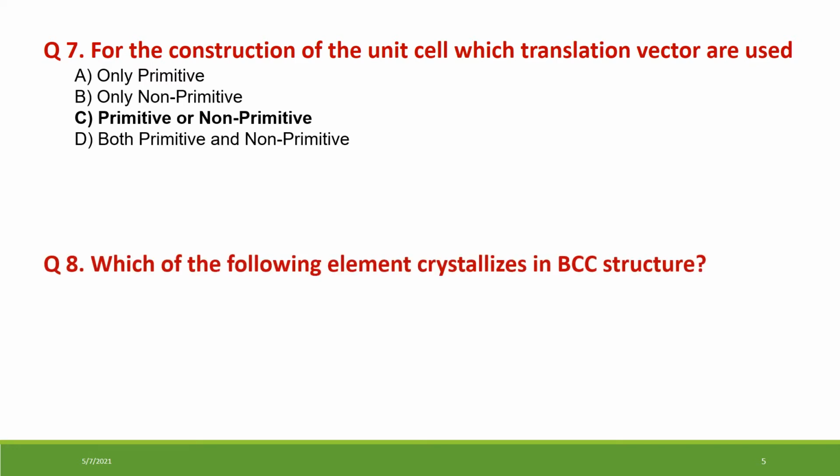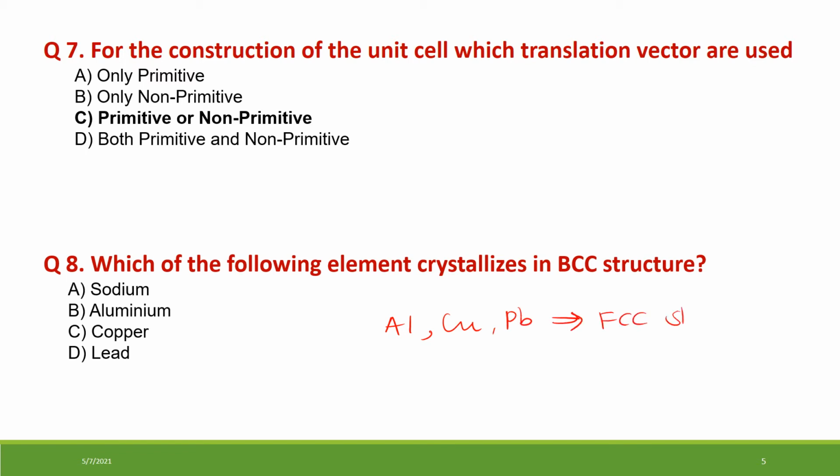The next question. Which of the following elements crystallizes in BCC structure? And the options are A, sodium, B, aluminium, C, copper, and D, lead. Among all these four, aluminium, copper, and lead have FCC structure. So our correct answer is sodium, which has BCC structure.